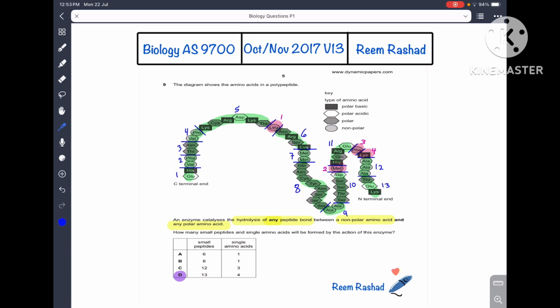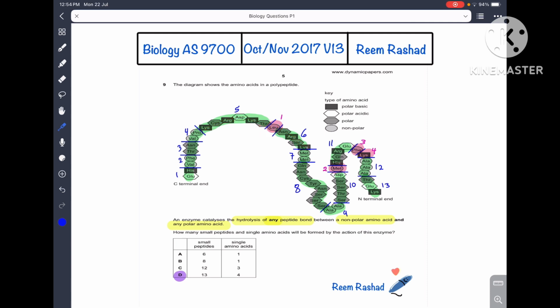This will form small peptides, and also at some points in the polypeptide there will be single amino acids formed. And this is because if we can see this one, for example, there is a nonpolar amino acid here, and on this side there is a polar amino acid, and on the other side there is also a polar amino acid. So the enzyme will catalyze the hydrolysis of this bond and this bond. So here we will have a small peptide, and this one will be also another small peptide, and this will be a single amino acid formed.